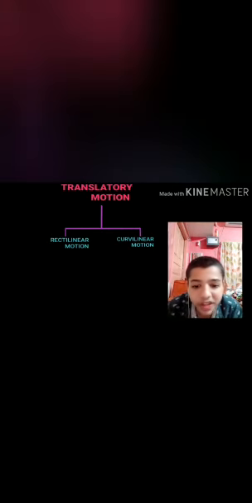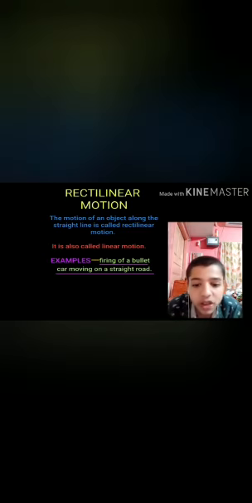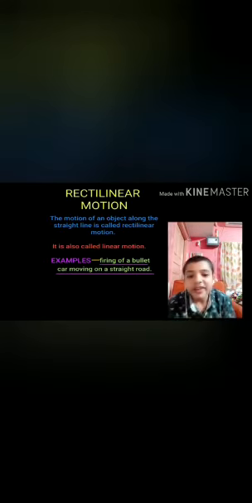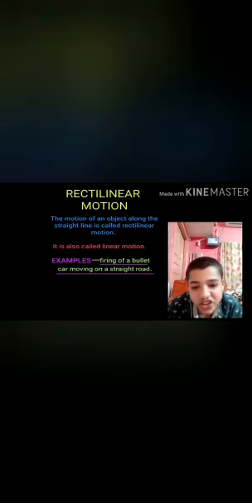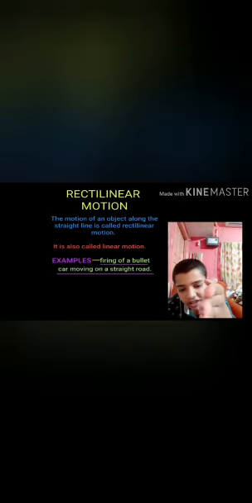Okay, now translatory motion. There are two types of translatory motion: rectilinear and curvilinear. Now we'll start with rectilinear motion. The motion of an object along a straight line is called rectilinear motion. It moves fully straight, not in this direction or that direction. It is also called linear motion. Linear means straight, which is why linear motion is given its name.